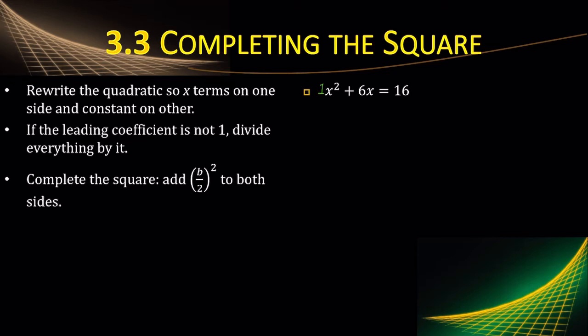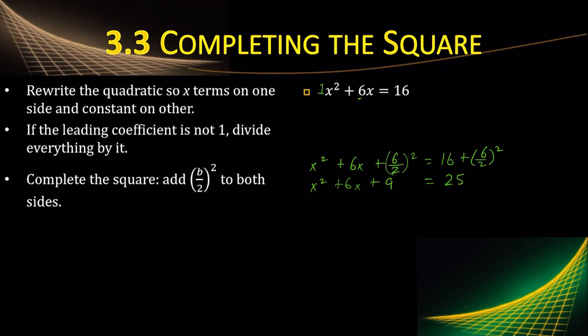Next, we complete the square by adding half of b, squared, to both sides. Well, b is 6, so I'm going to add 6 over 2, squared, to both sides. And of course, 6 over 2 is 3, and 3 squared is 9. 16 and 9 is 25.